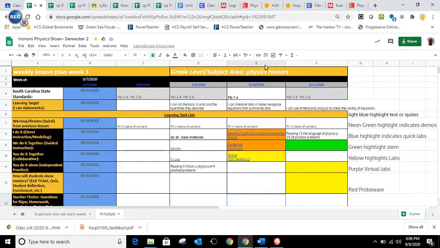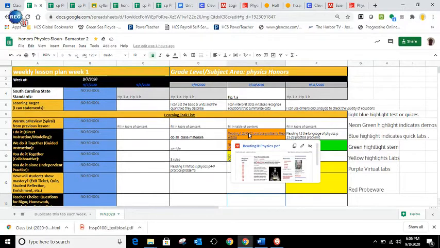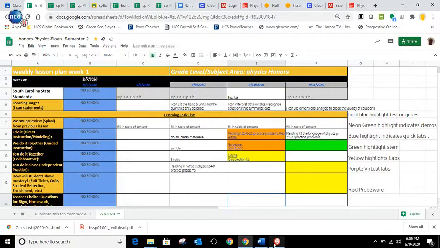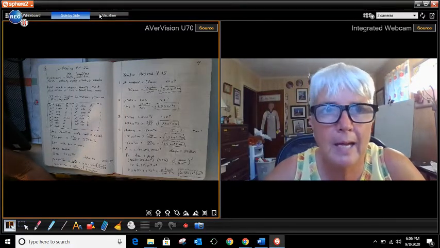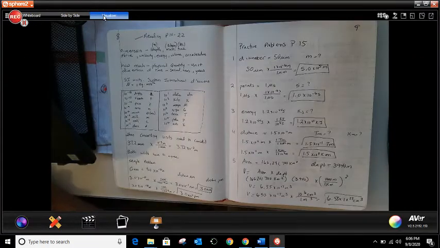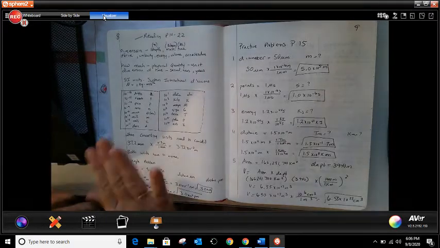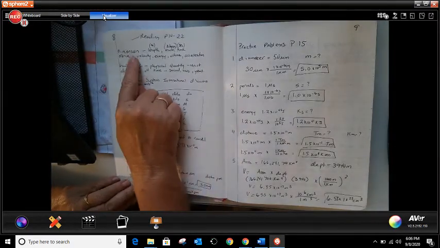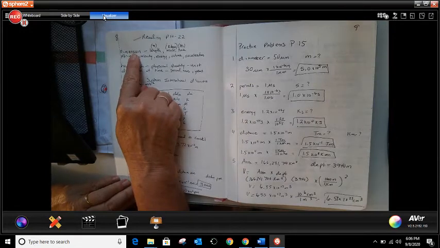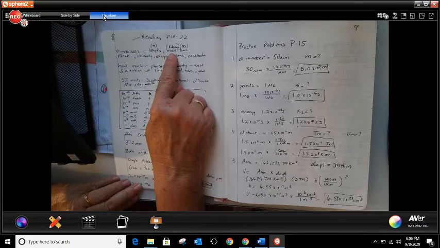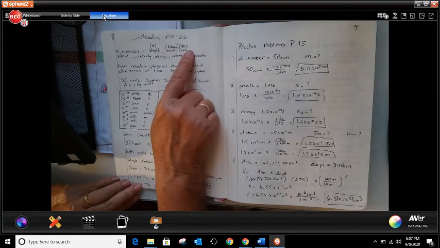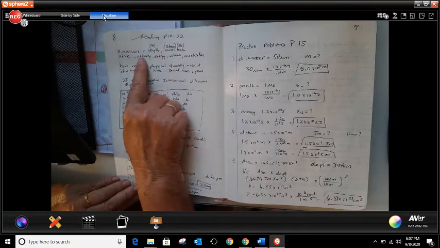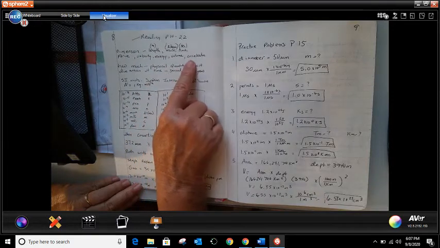So let's go first of all to the reading assignment 1.2, pages 10 through 22. So I'm going to go back to my ISM book and we're going to talk about it. So in the reading assignment, it talked about what dimensions were. When we're talking about dimensions, we're talking about length, mass, and time. The units are meters, kilograms, and seconds. We're also talking about force, velocity, energy, volume, and acceleration.